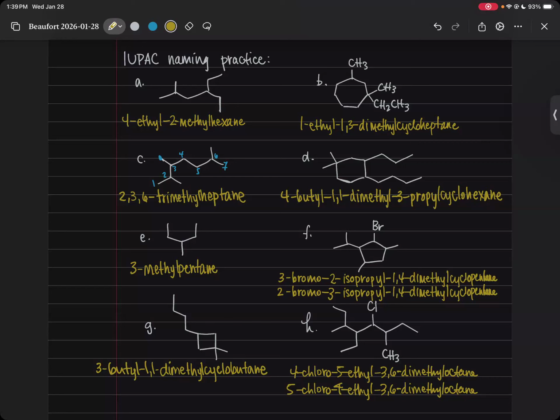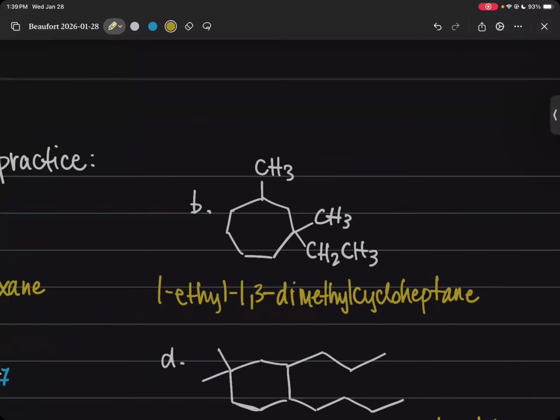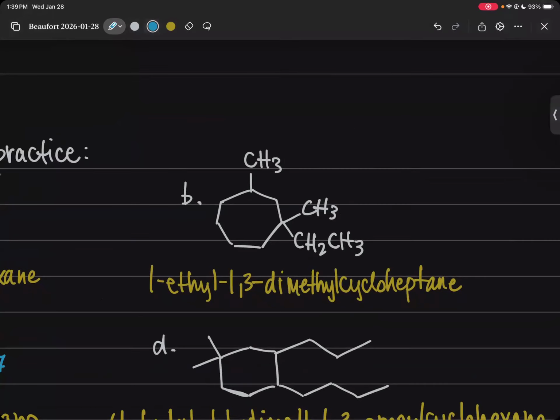Okay, B. Make sure you count your carbons. You should get 7 carbons in the ring, so that's our heptane. Where would we start? We're going to start inside the ring. There's really two places that we could start. We could start here or there.